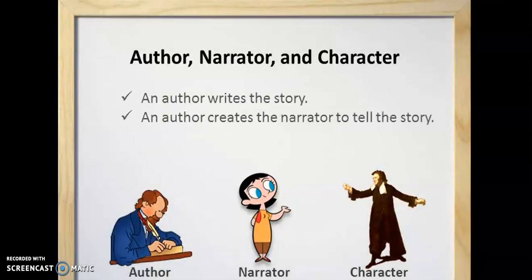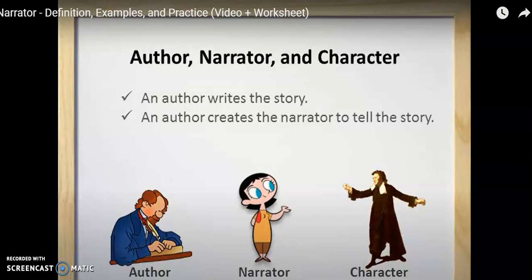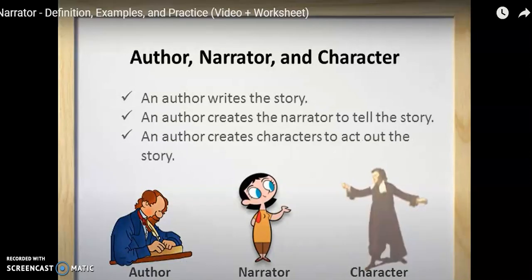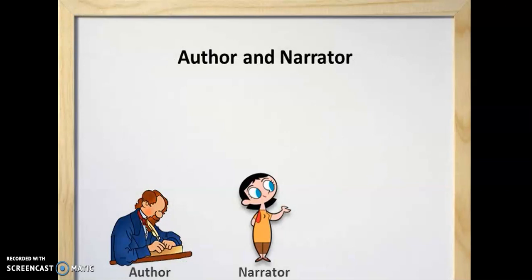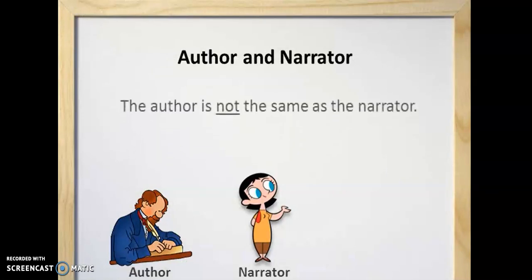An author writes the story, an author creates the narrator to tell the story, an author creates the characters to act out the story. As I told you before, those three elements are totally different. Narrator and character are inventions of the author. The author is a real person who writes stories. So he needs to create two different figures in order to tell the story to the readers. Author and narrator. The author is not the same as the narrator.